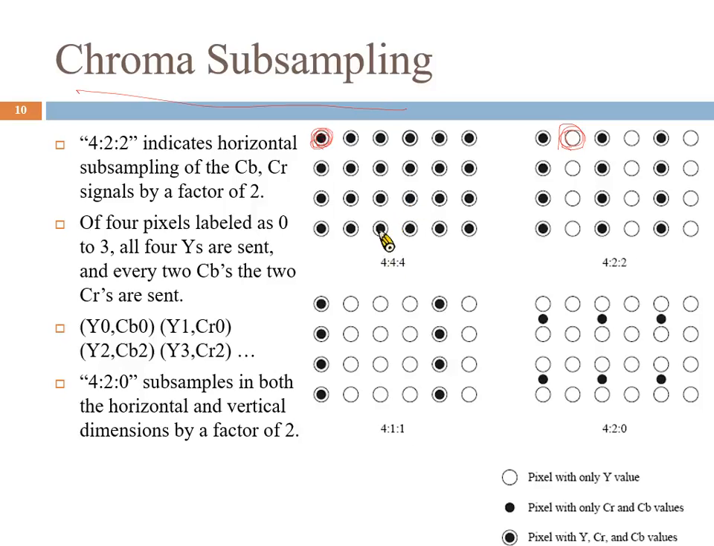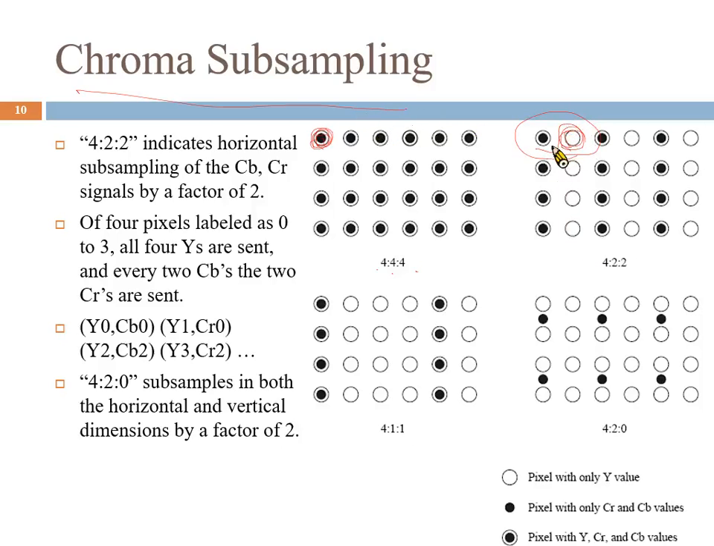Here, if we represent all information for each pixel, we say that it's a 4 by 4 by 4 scheme. So all information, including luminous and chrominous, is stored. And to achieve data compression, we can just store one chroma sample per 2 pixels. This is called a 4 by 2 by 2 chroma subsampling scheme.